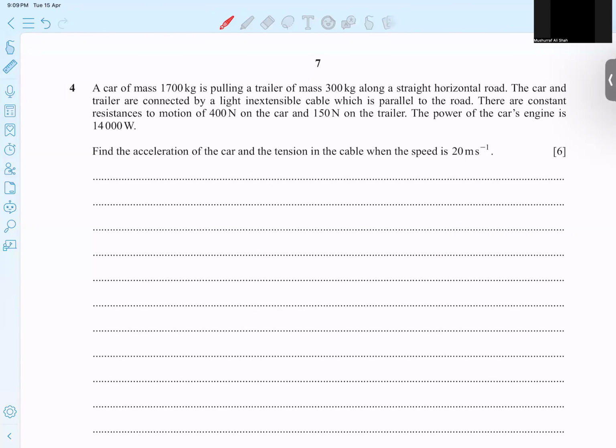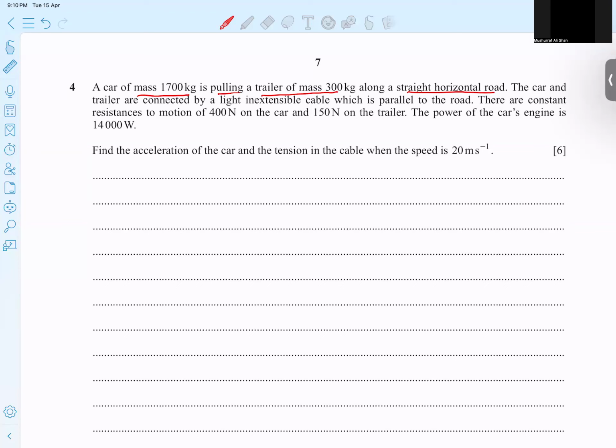Question number 4. Mass of a car is this, and trailer is this, and on a straight horizontal road they're moving, and the car is pulling. Okay, this is very clear. What's the next? He said that there is a constant resistance force acting on the car. So this is friction on car, and this is friction on trailer. And the power of the engine is this one.